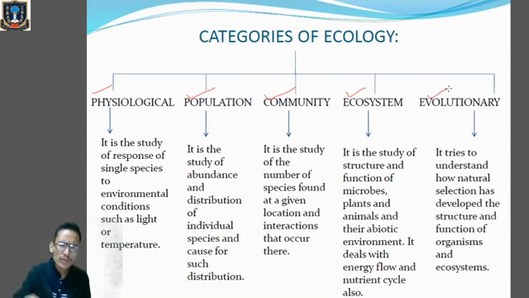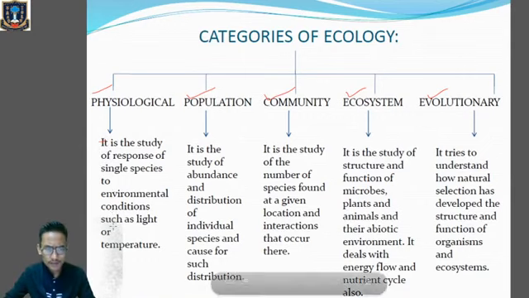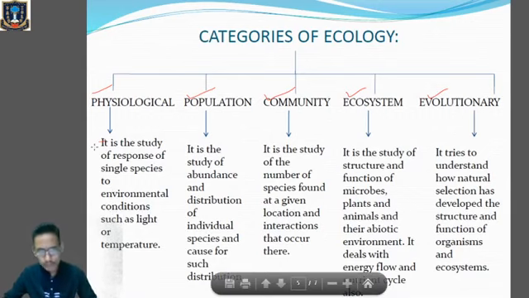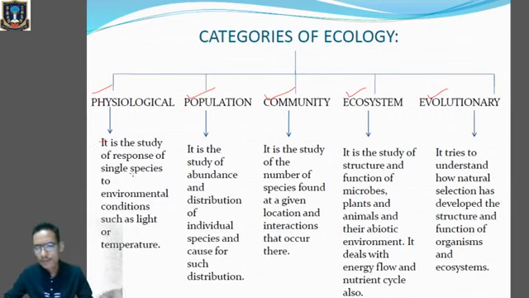So what do you mean by physiological ecology? You can see the definition over here. It is the study of response of a single species to environmental conditions such as light or temperature. We have learned in biology what species means. It is the lowest unit of classification, right? So physiological ecology means the study of response of a species. Listen very carefully. It is the response of a single species to the environmental conditions, how the species are responding to the environmental conditions.